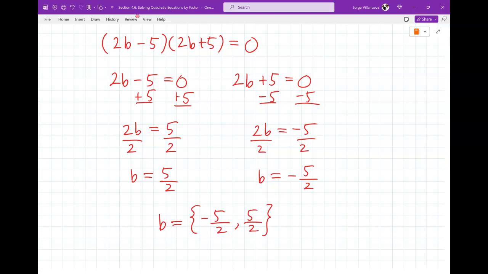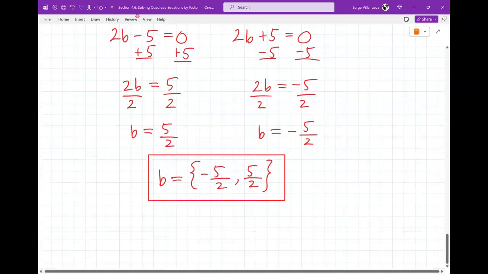Now, sometimes people will ask me, can I just write plus or minus 5 halves? You know, like the little plus minus symbol and then 5 halves. Yes, you can. Just sometimes some state tests will list both answers. Sometimes they'll list the plus or minus. So it just kind of depends. Okay? So there's your solution for this.